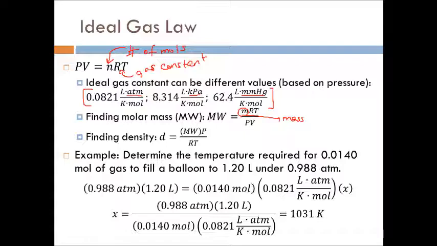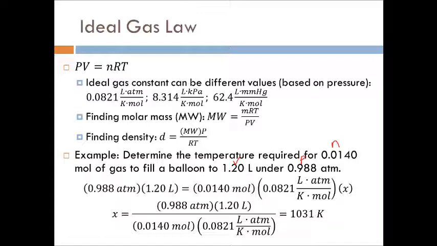So let's look at a quick example here. That's kind of an overview of the different variables that you can use with the ideal gas law. The example says, determine the temperature required for 0.014 moles of gas to fill a balloon to 1.2 liters under 0.988 atmospheres. So this is moles, so it's going to be our n. This is volume because it's in liters, and our pressure is in atmospheres.